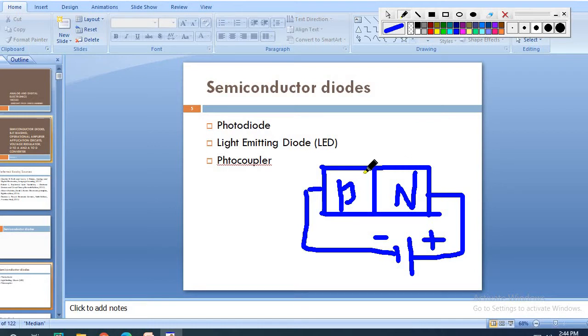Holes can't flow from P to N and electrons can't flow from N to P because of the reverse bias voltage. But still there is a current flow because of minority carriers. Before that, I need to clarify what exactly majority carriers and minority carriers are. Majority carriers in the P type are holes, and majority carriers in the N type are electrons. Is that clear? Minority carriers in the P type are electrons, and in the N type they are holes.